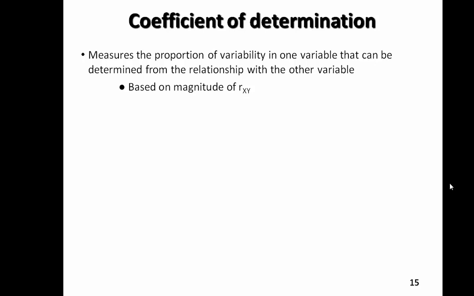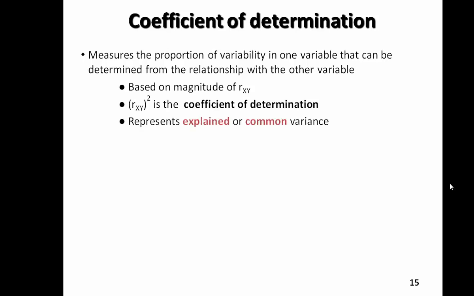And this coefficient of determination is based upon the Pearson product moment correlation coefficient of R, sometimes expressed as R subscript xy for the relationship between x and y. And this value is just simply determined by multiplying the R value by itself, or the R value squared. That statistic is the coefficient of determination, and it represents the explained or common variance of the relationship between two variables. It's also referred to as the effect size of a relationship between two variables.